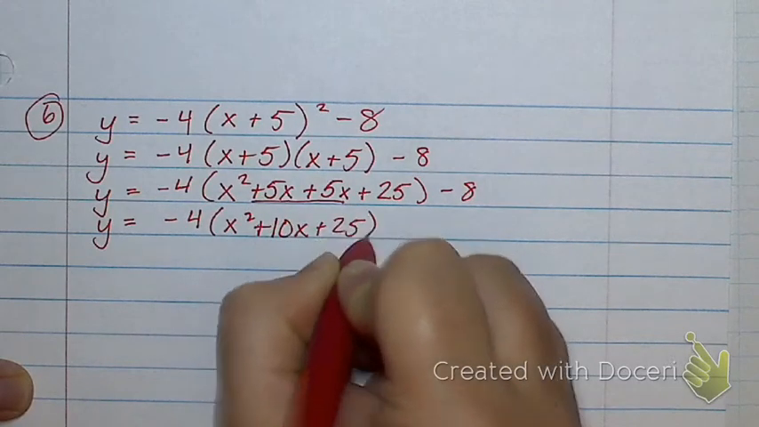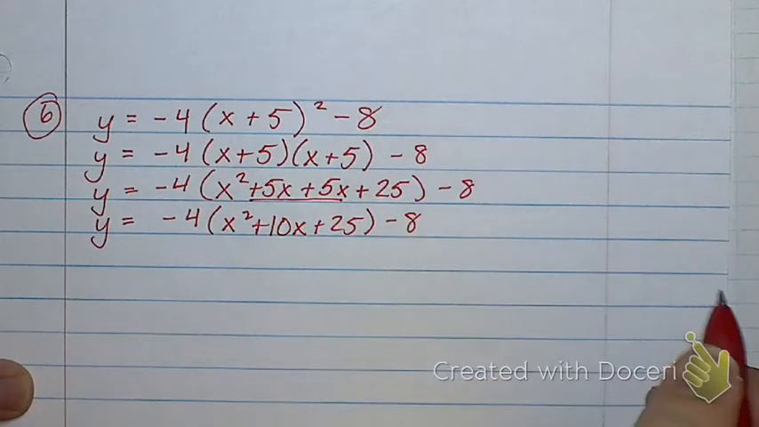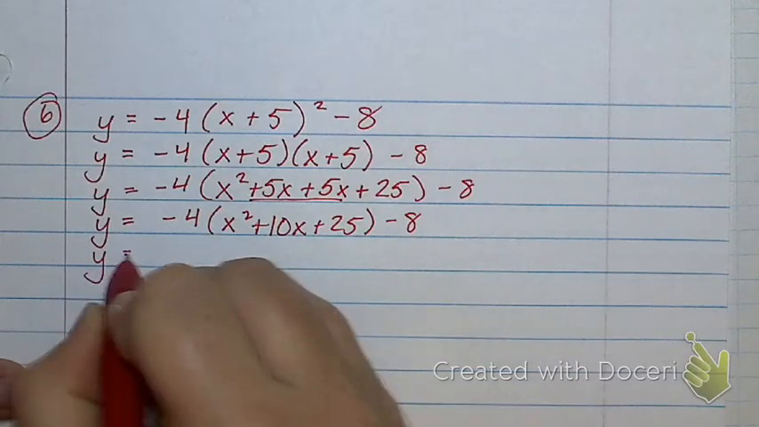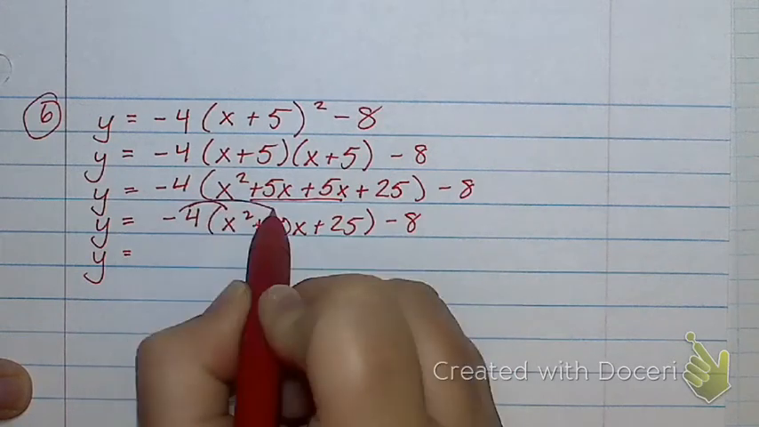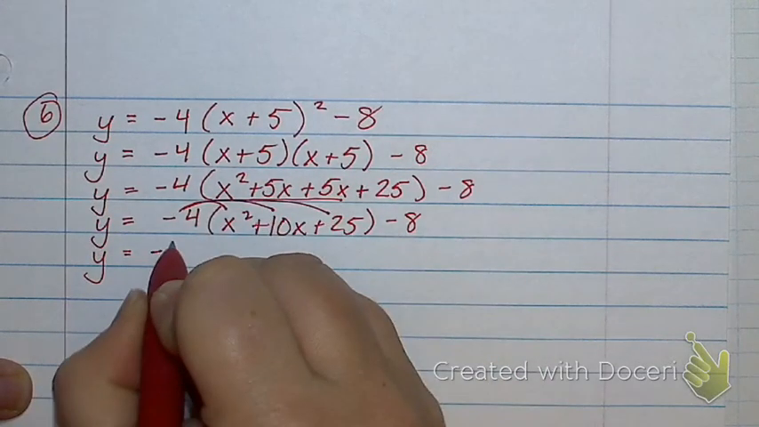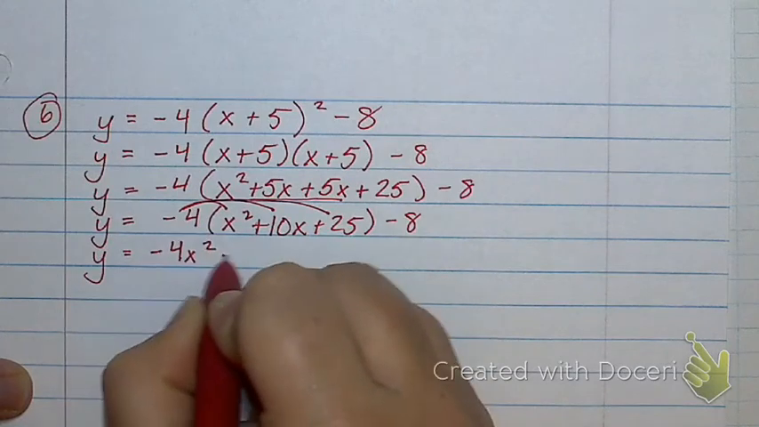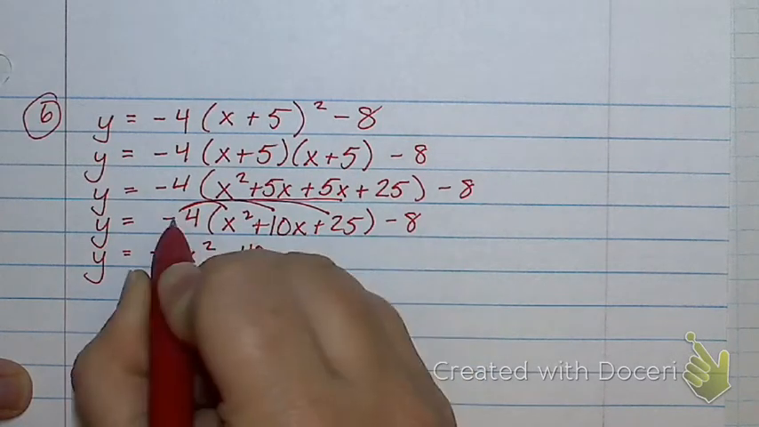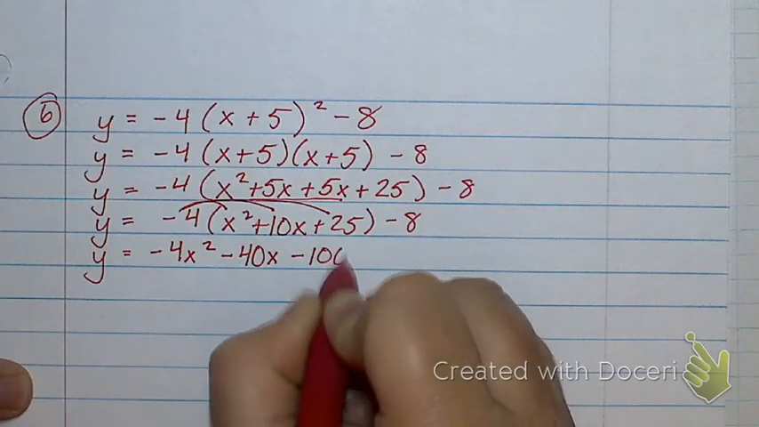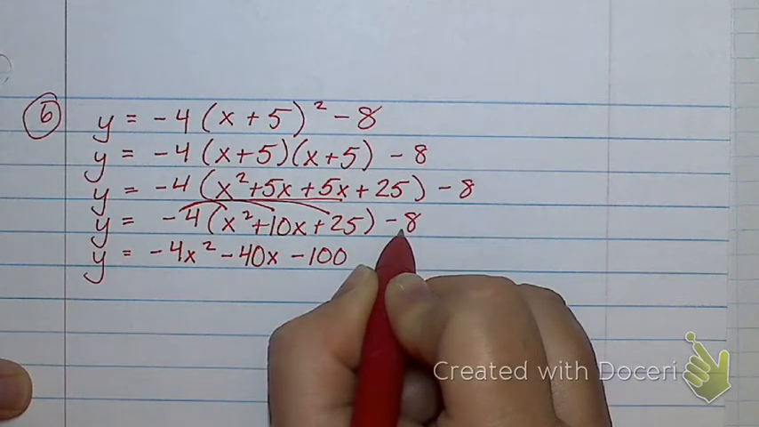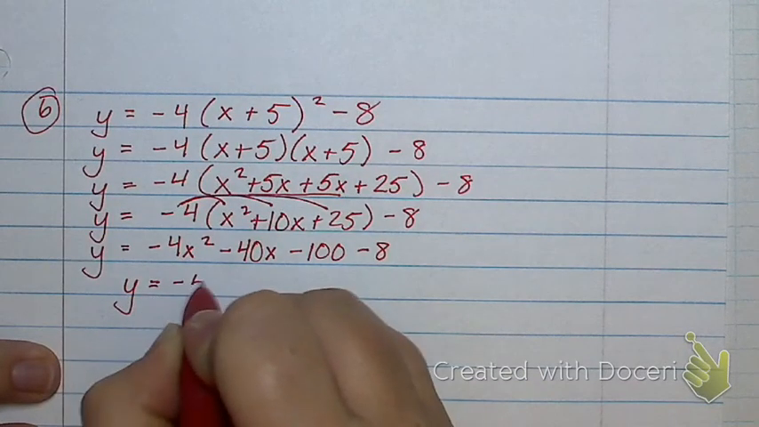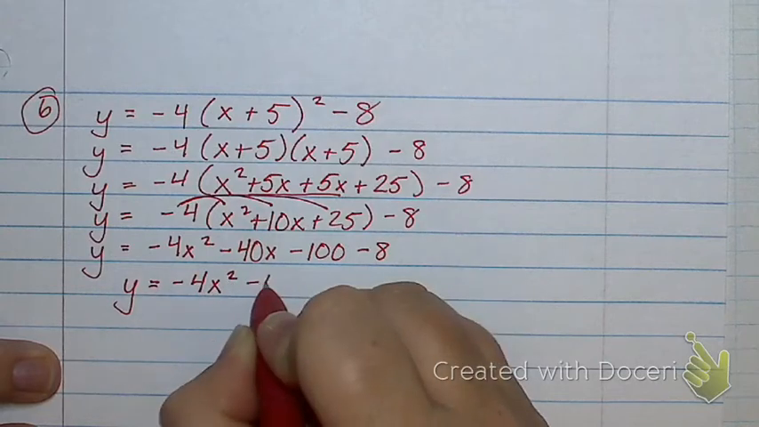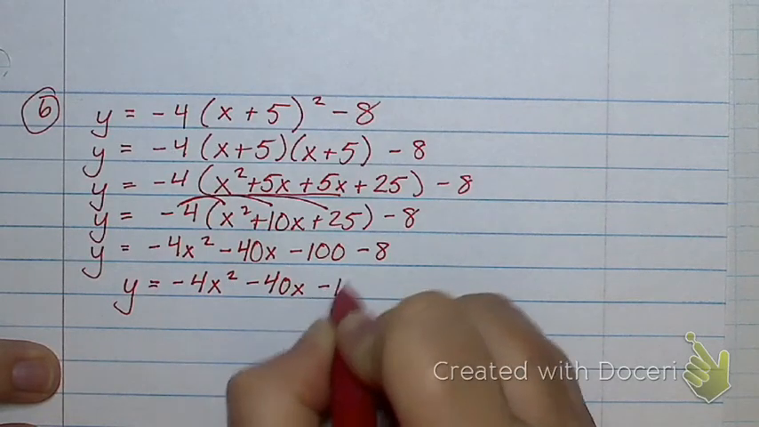Notice how I've kept it in parentheses this whole time? Why? It helps. How? Organize yourself. So you can see what you have to do. It reminds me that I have to distribute this -4 after. So that gives me -4x squared minus 40x minus 100. Do I have to distribute to the -8? No, because it's not in parentheses. So my final answer is y equals -4x squared minus 40x minus 108.